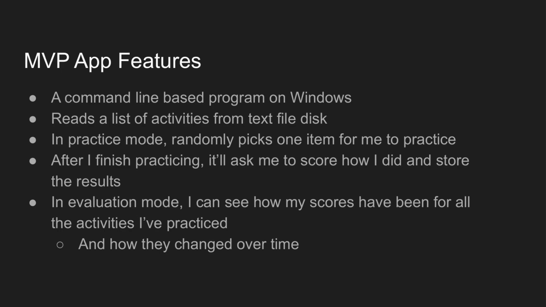In practice mode, randomly pick one item for me to practice. After I finish practicing, it'll ask me to score how I did and store the results. Really, this is the key part of the flow, telling me what to practice and asking me how to score myself. In evaluation mode, I can see how my scores have been for all of the activities I've practiced and how they've changed over time. I do want some way to see how I've done over time and what changes have happened.